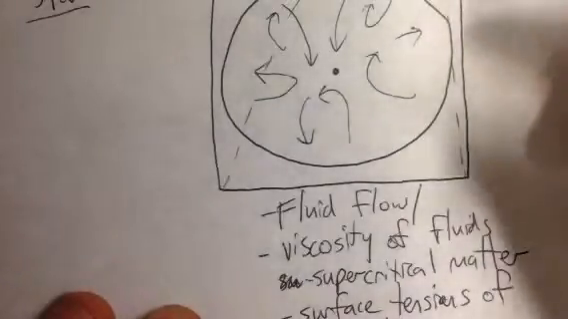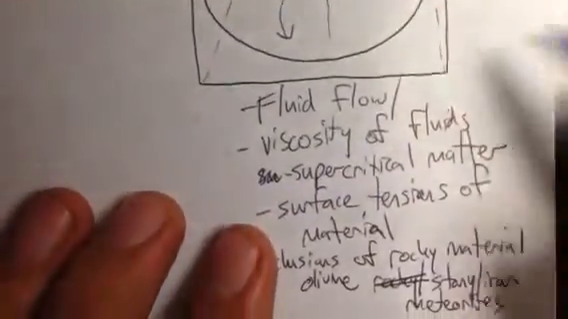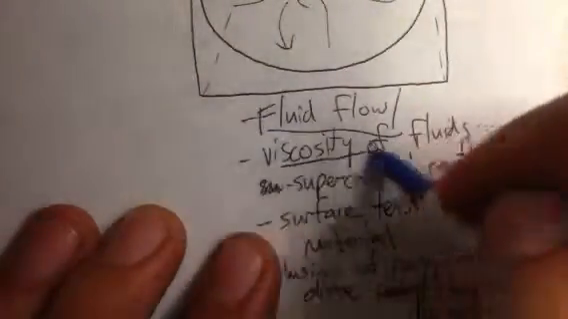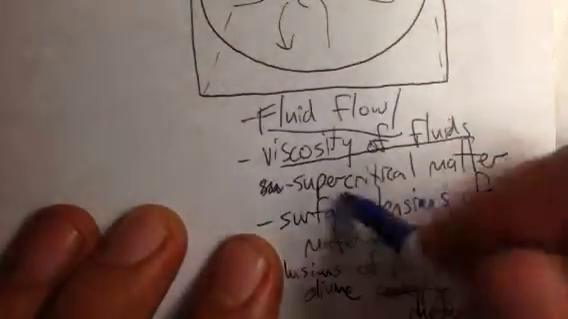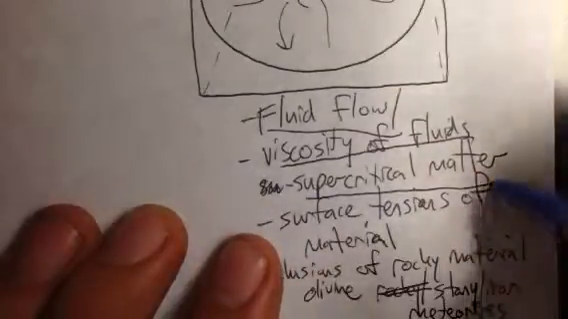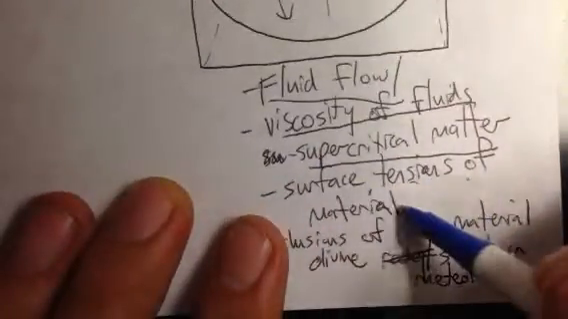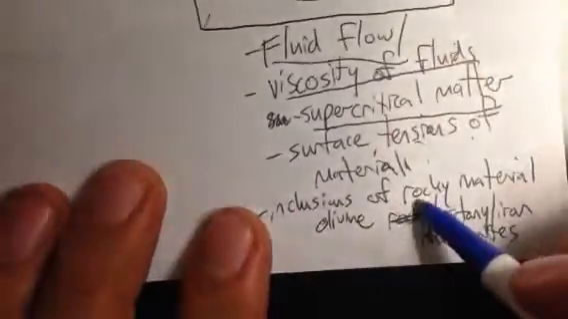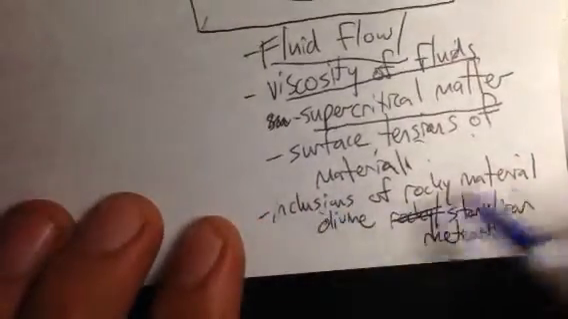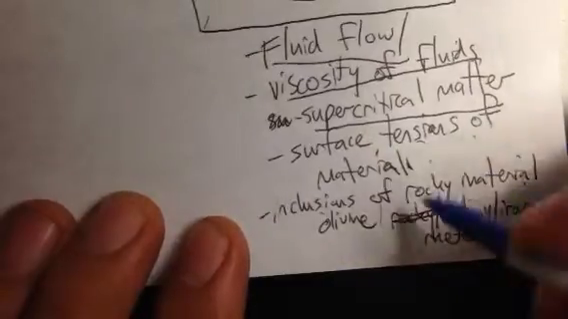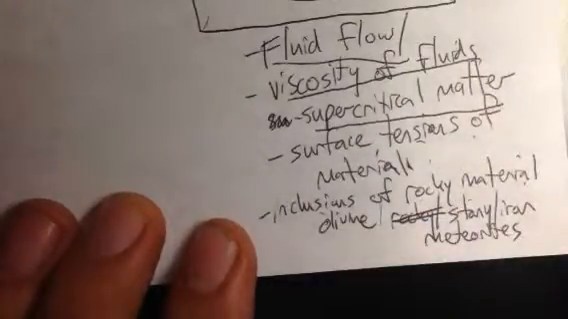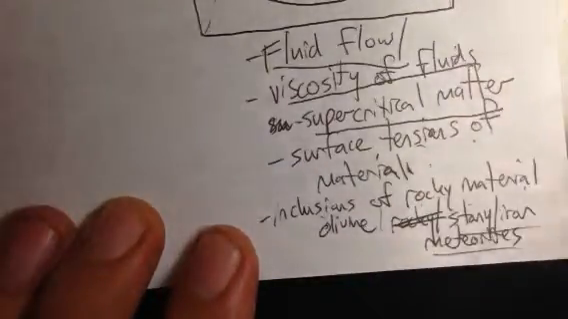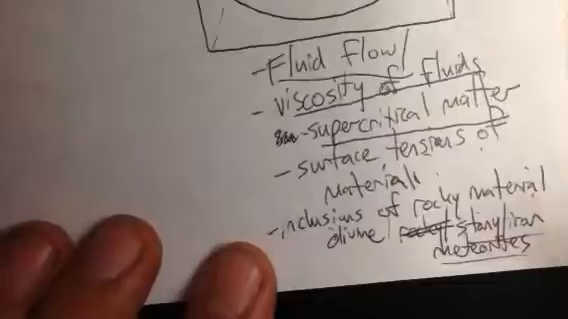It's less diffuse than the gas and the plasmatic state are, which means you have to do equations for fluid flow. You have to find out the viscosity of the fluids. You have to determine the viscosity of supercritical matter, the surface tensions of different types of materials. You can reverse engineer meteorites, as well as studying the inclusions of rocky materials such as olivine inside of meteorites, and stony iron meteorites. That's where a lot of the reverse engineering can take place.